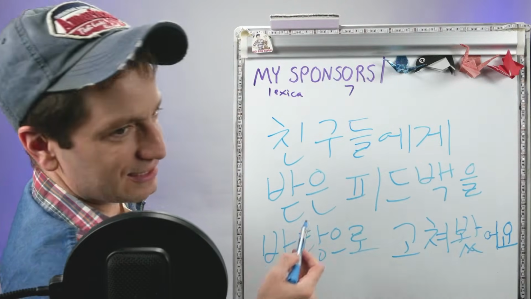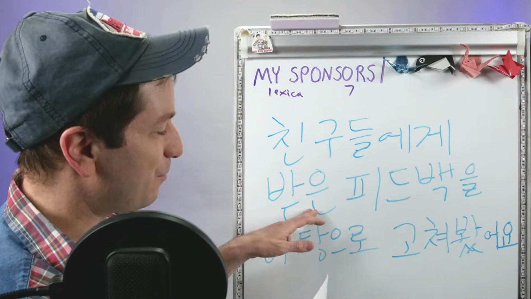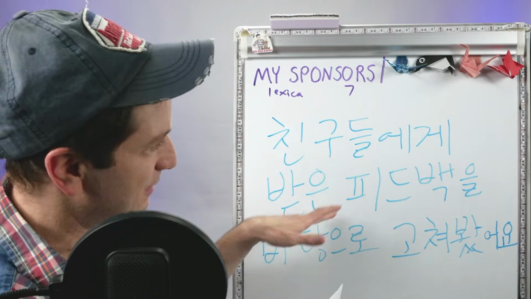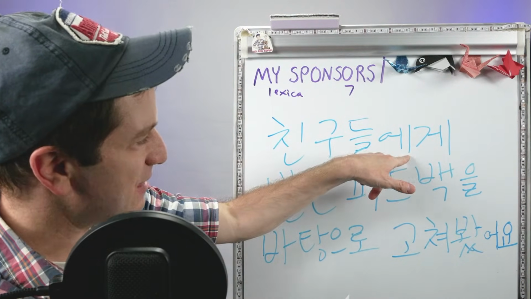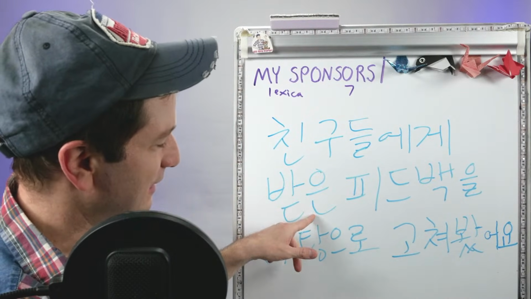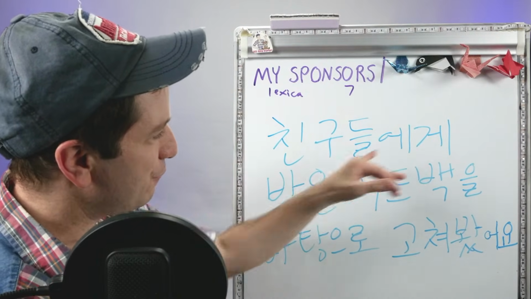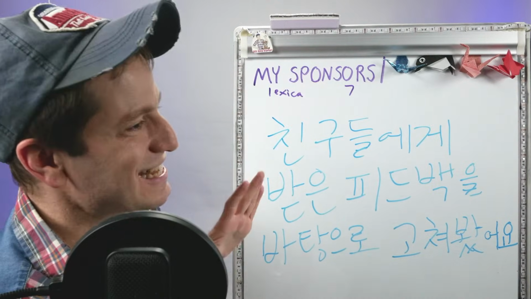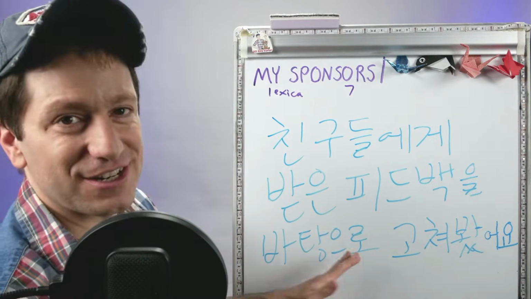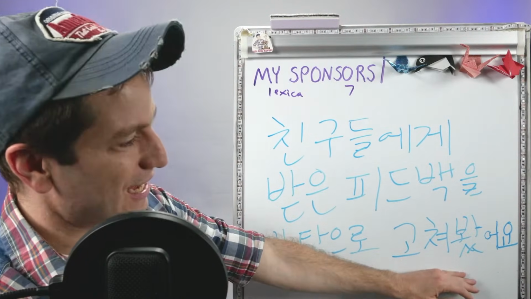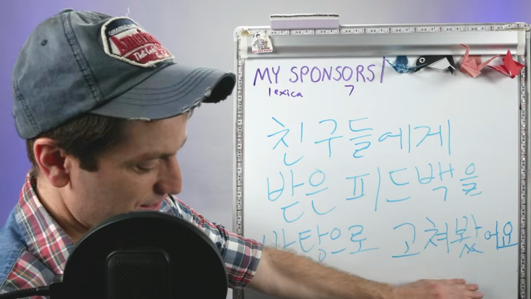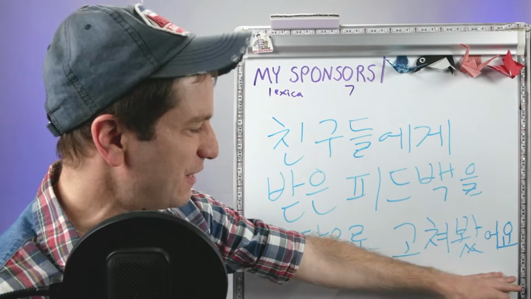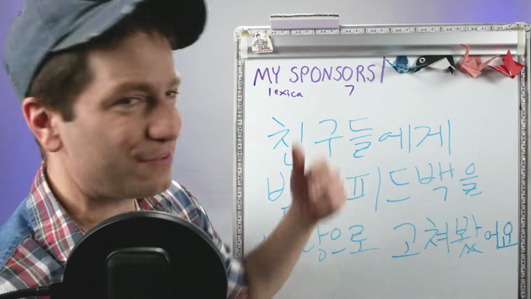친구들에게 받은. So, 받다, to receive, to get. So, 받은, feedback that I received, past tense, 에게, from. In this case, 친구들에게 받은. So, feedback I got from my friends, 을 바탕으로. So, using that as the foundation for what I'm going to do, what did I do? 고치다, to fix. 고쳐보다, to try fixing. 고쳐봤어요. So I tried fixing it based on the feedback I got from my friends.